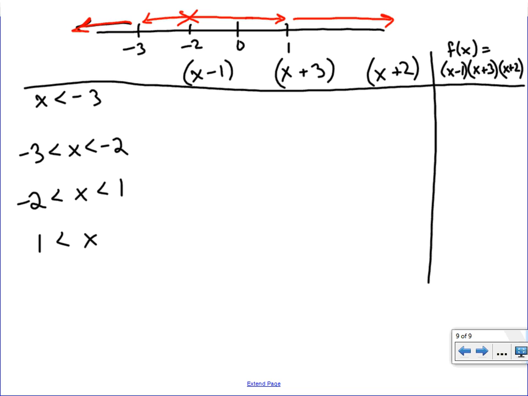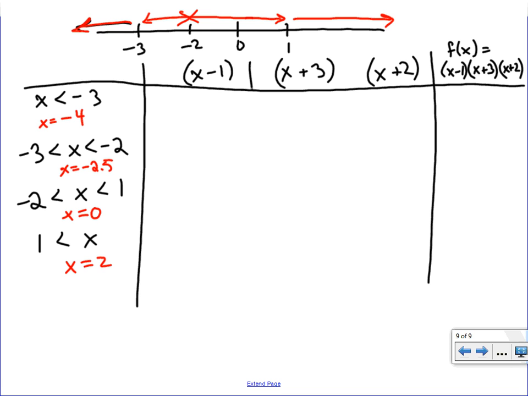All right, so here's my sign chart. I need a value for x that's less than -3. Well, x equals -4. I need a value for x between -3 and -2. How about x equals -2.5? I need a value in the interval between -2 and 1. The easiest one would be x equals 0. And then I need a value in my interval x is greater than 1. That would be x equals 2.